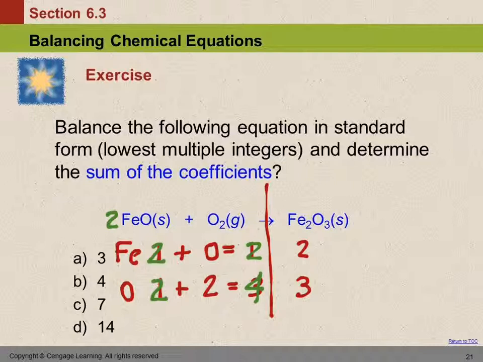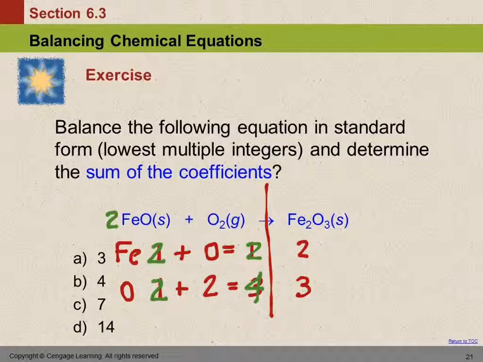So now I look and see how's that working out. Well, I fixed the irons, but I messed up the oxygens. That doesn't necessarily mean you're going in the wrong direction. Sometimes that's just how it works out. So you say, well, okay, now what? I fixed one, I messed up the other. So let's go fix the other one.